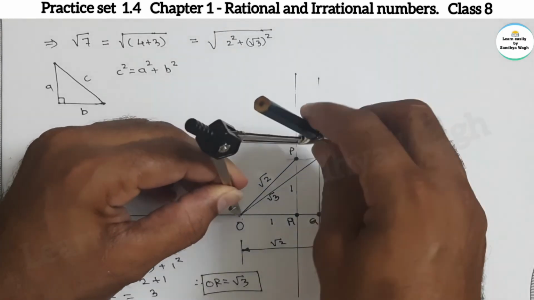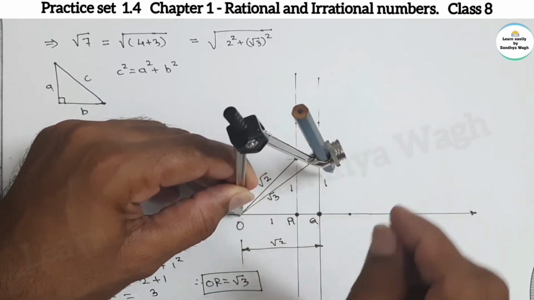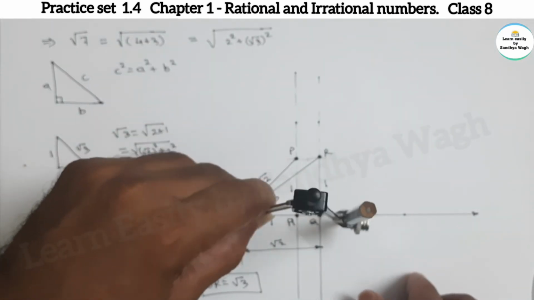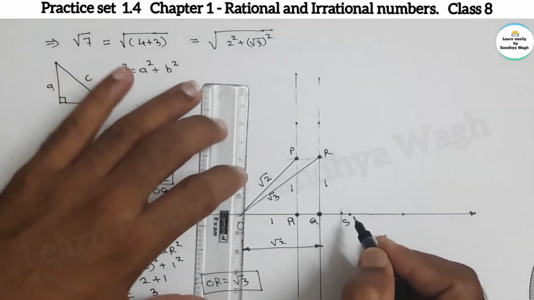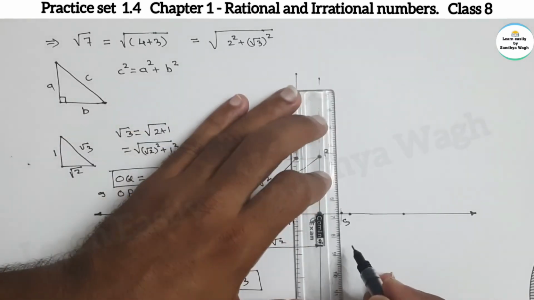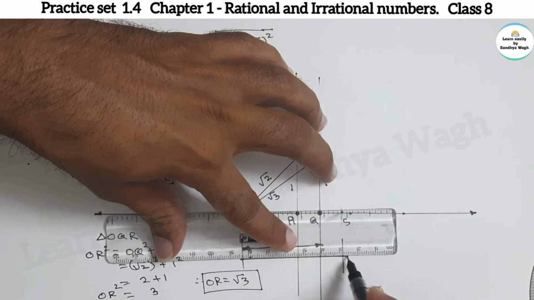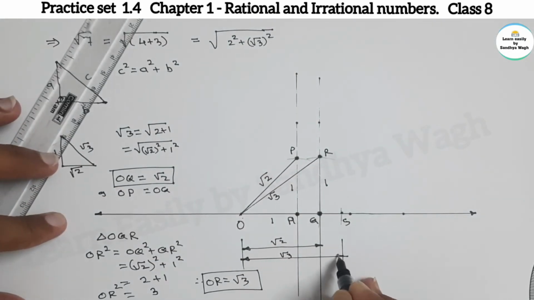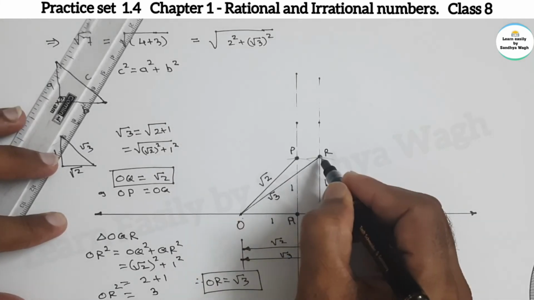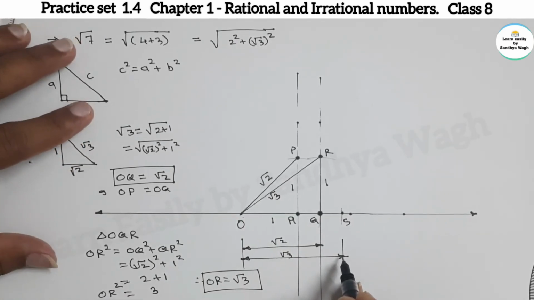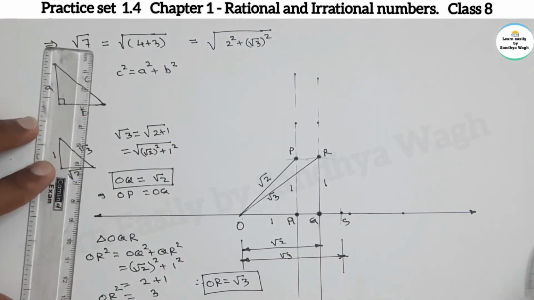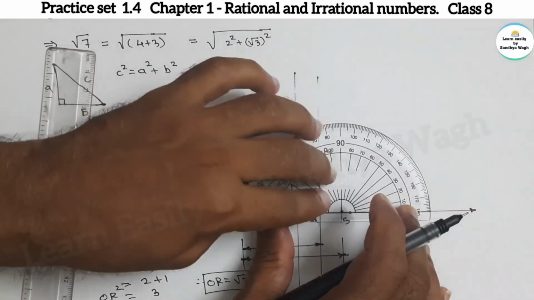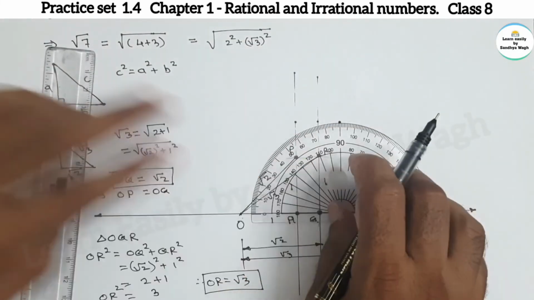Again, mark this root 3 distance on number line. How we can mark? With the help of this rounder. Take this OR distance and mark on number line. This intersecting point, let this be S. And this distance, which distance? OS will be root 3 distance. Are you getting? This distance will be root 3 because OS is equal to OR. So we got this distance. Now see, again, as required, we got root 3 distance, this OS distance, and 2 units we can mark. So draw a perpendicular line through this S point. Draw a perpendicular line from this S point to get root 7.